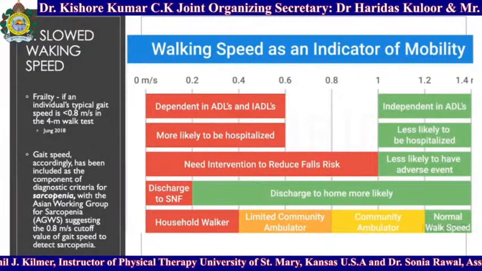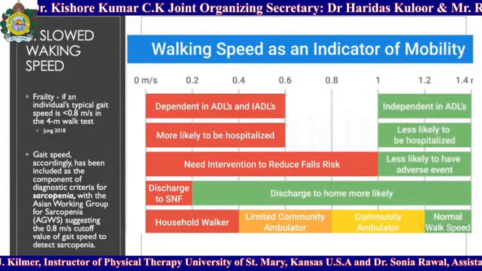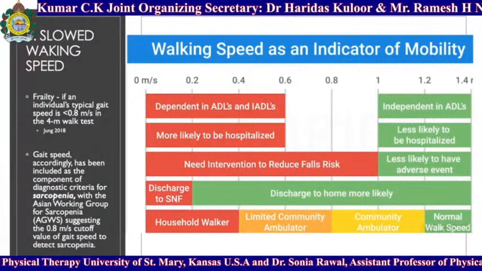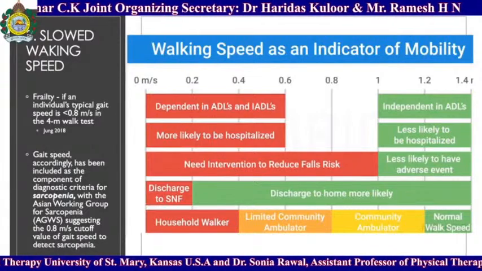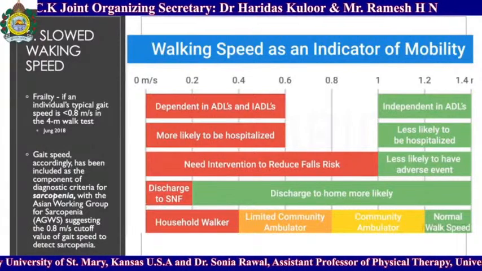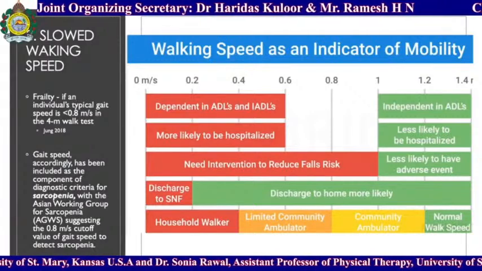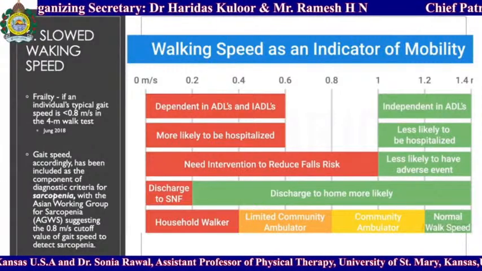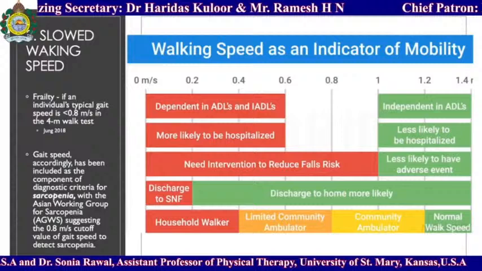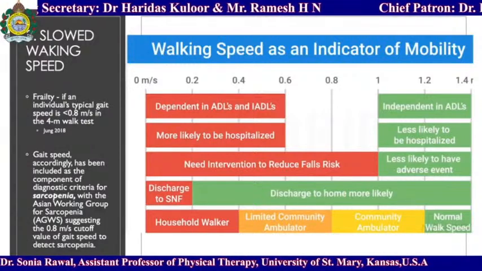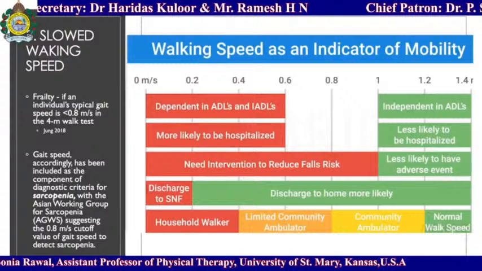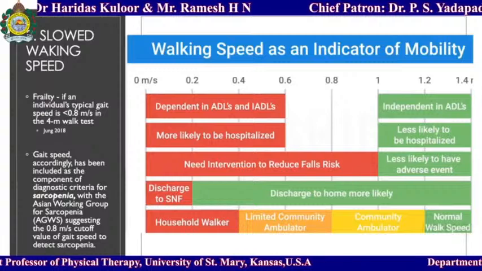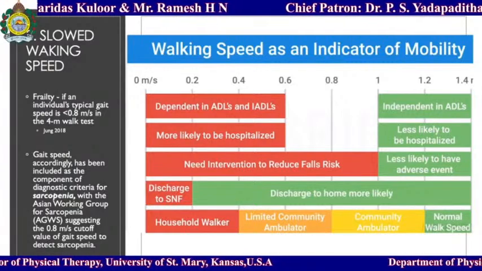So we're really going to talk about 0.8 meters per second, which is usually the cutoff for a couple different things. That's the cutoff for frailty as defined by the 4-meter walk test. We're going to discuss the walk test on the next slide here. It's also a component of diagnosing someone with sarcopenia, which we'll address a little bit later as well. So really, remembering 0.8 meters per second is a pretty good cutoff, meaning these patients are starting to really not be very successful with walking or mobility.